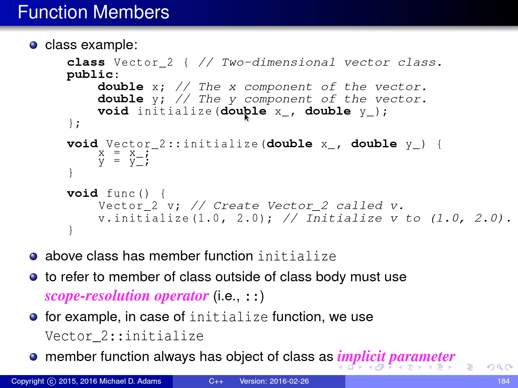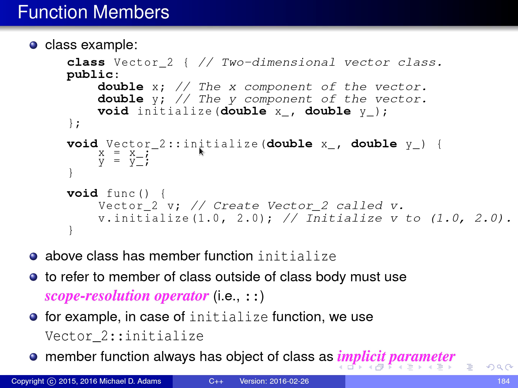It's a function that takes two double parameters, which are denoted by x underscore and y underscore here, and it returns no value because the return type is void. And then we actually have the definition of the member function outside of the class. The class definition starts at this brace and ends at this brace. So this definition is outside of the class, which is normally the place where you'll tend to define the functions.